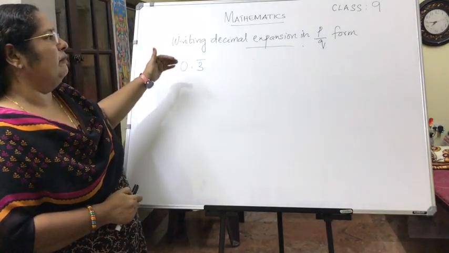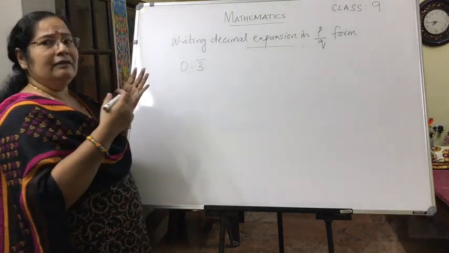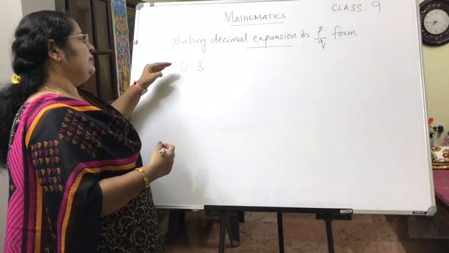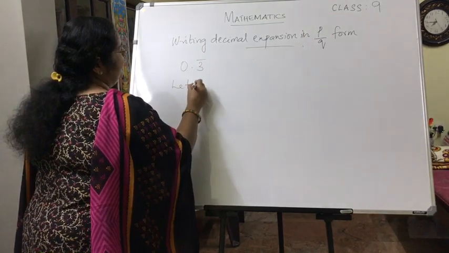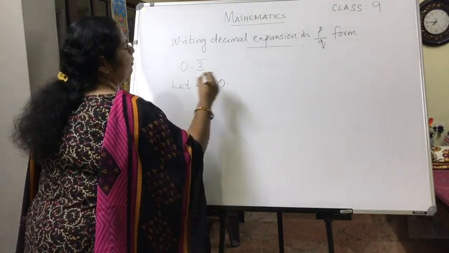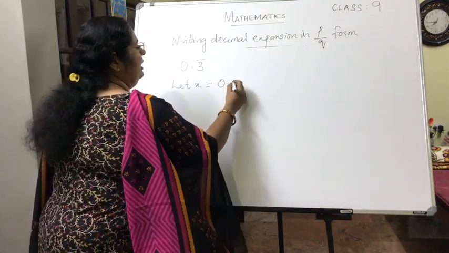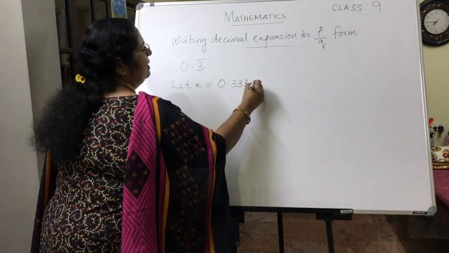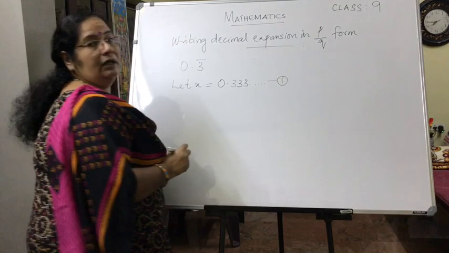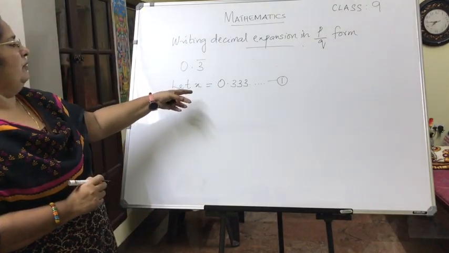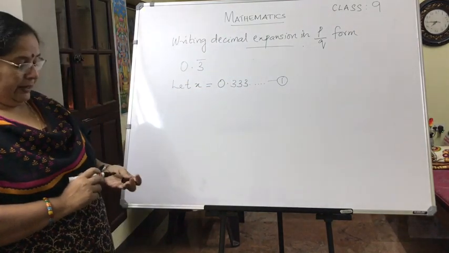So how are you going to convert this expansion in P by Q form? At the first step you will assume that this is equal to x. So let x be equal to 0.3 bar. We are going to write it in the normal form, not with the bar. 3, 3, 3. Let us take up to 3 places. This will be taken as equation number 1. So let x be equal to 0.333 going on as equation 1.